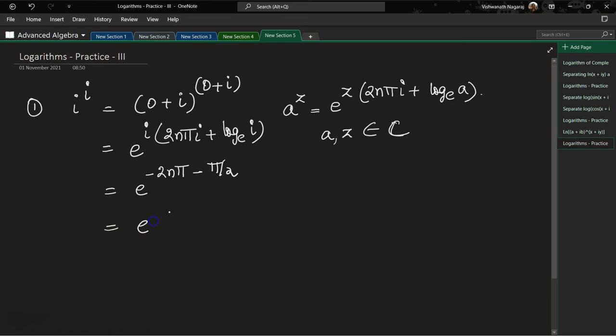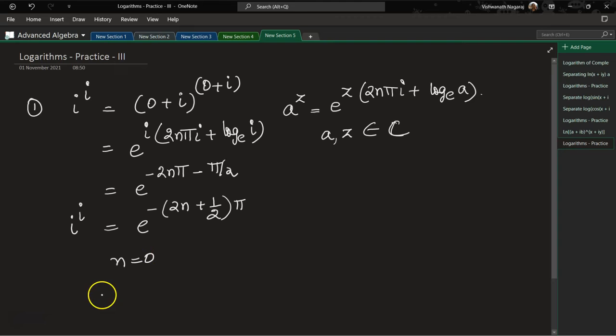Now here e to the power of minus pi is common, so let's take 2n plus 1 by 2 times pi. This is our expression for i to the power of i. Now what we have to figure out is the various values. The principal value would be when n equals 0.